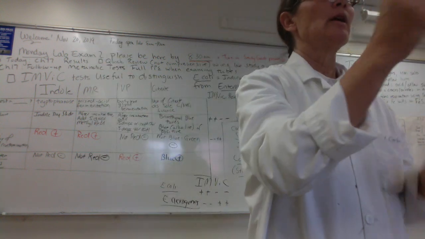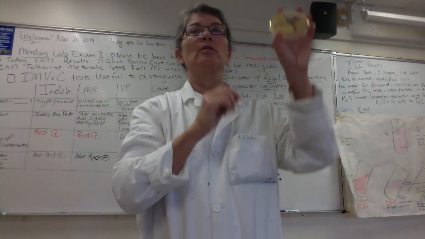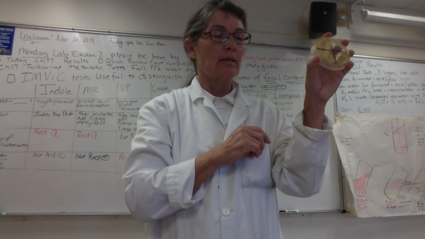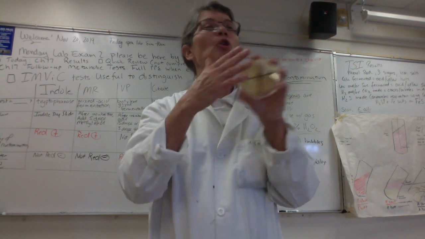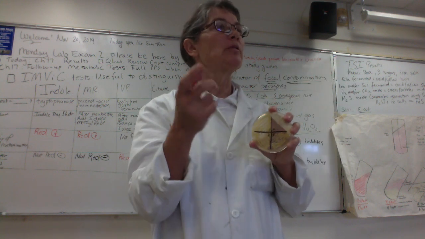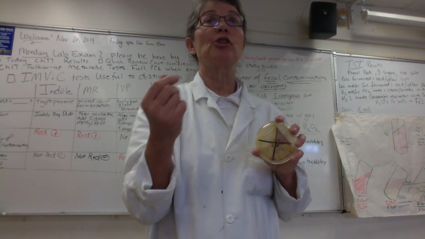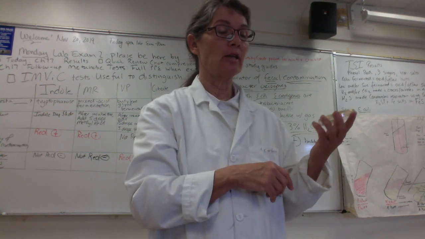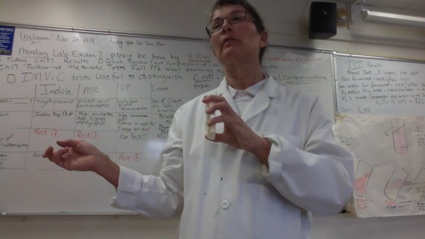And folks, do remember how to do the streak plate. Say we showed you a streak plate where there were no isolated colonies, all the colonies are growing together. Be able to suggest maybe what your partner did wrong, why they didn't get isolated colonies. And the flip would be true, you guys.